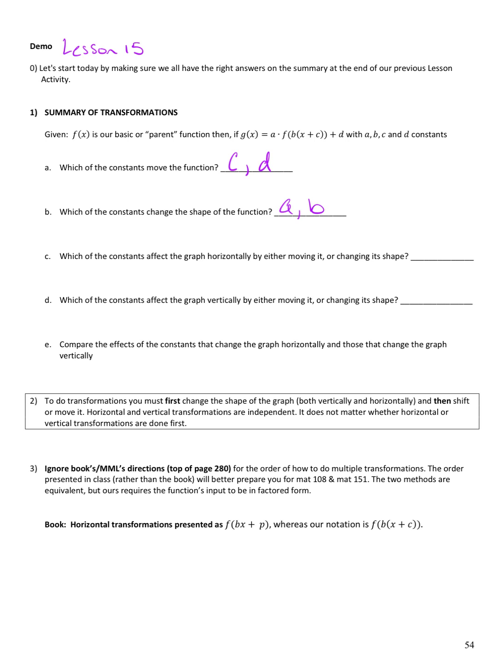Which of the constants affect the graph horizontally, either by moving it or changing its shape? Horizontal changes to a function happen inside the function, inside the parentheses for f, so b and c will change the graph horizontally. And which of the constants affect the graph vertically? Those are the constants outside of the function, so a and d.